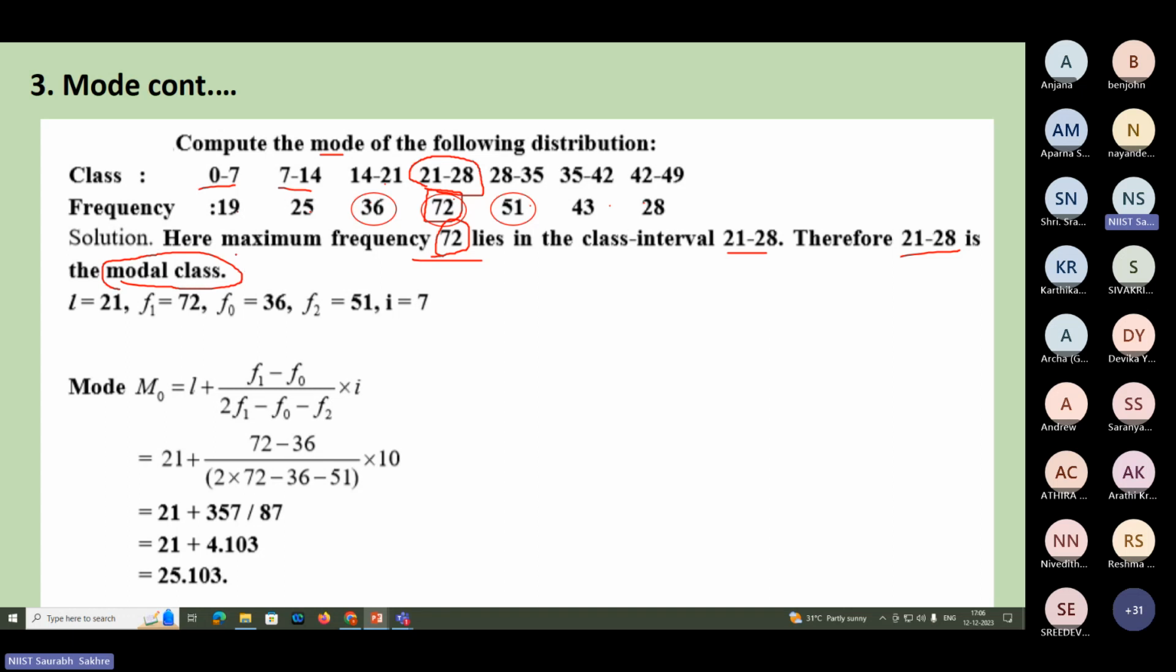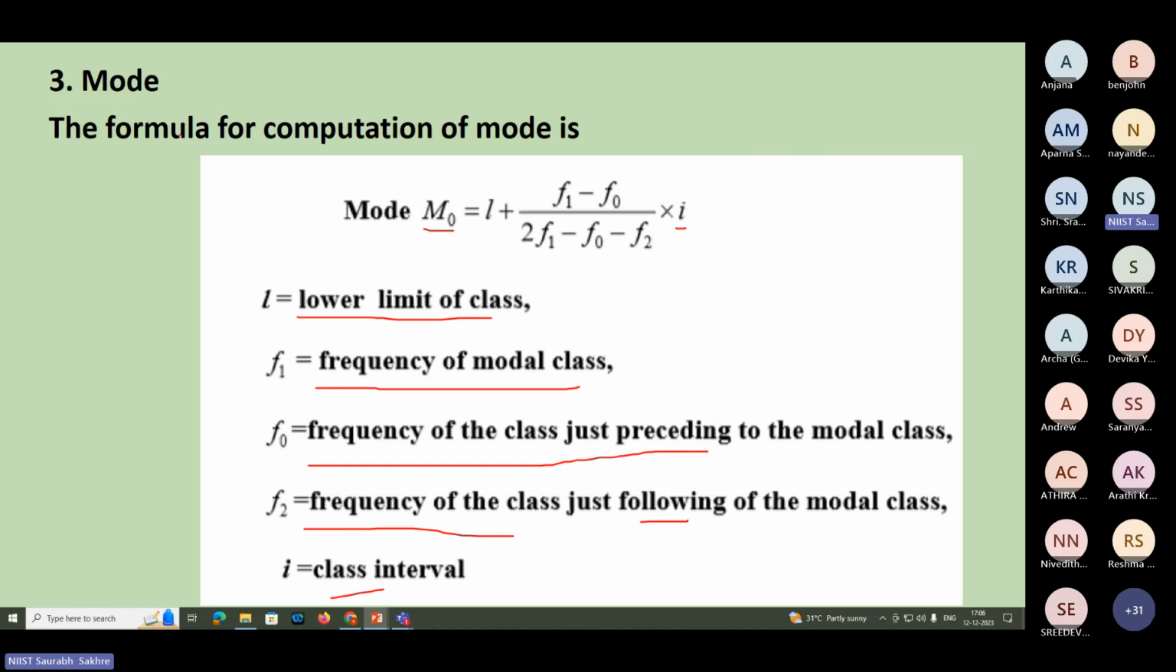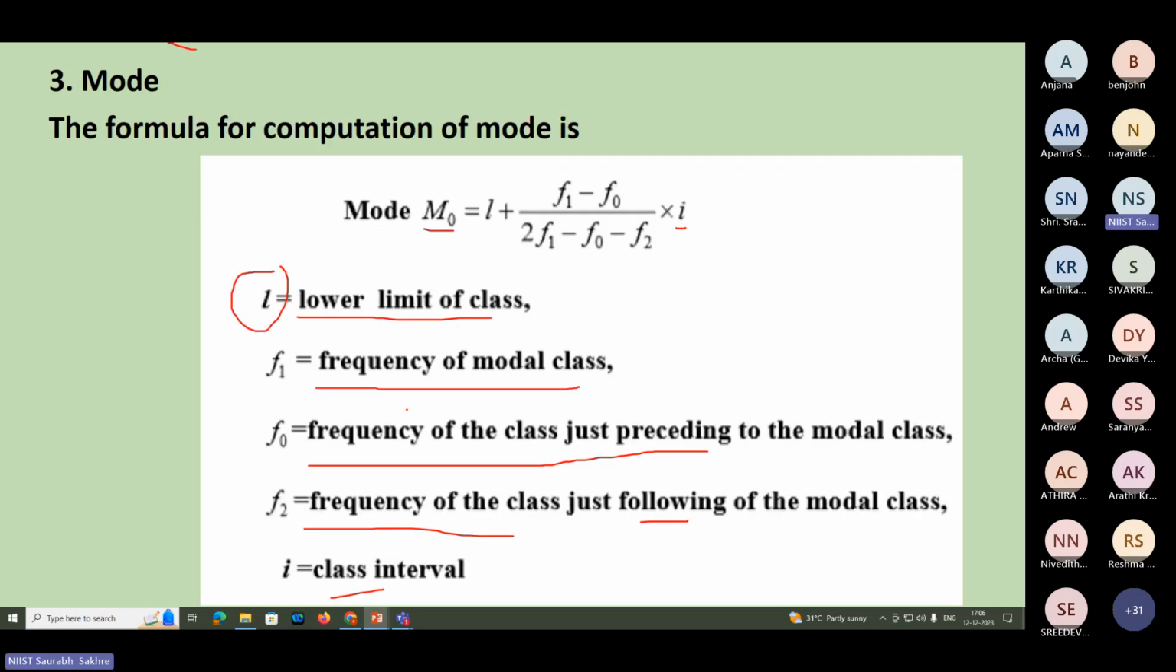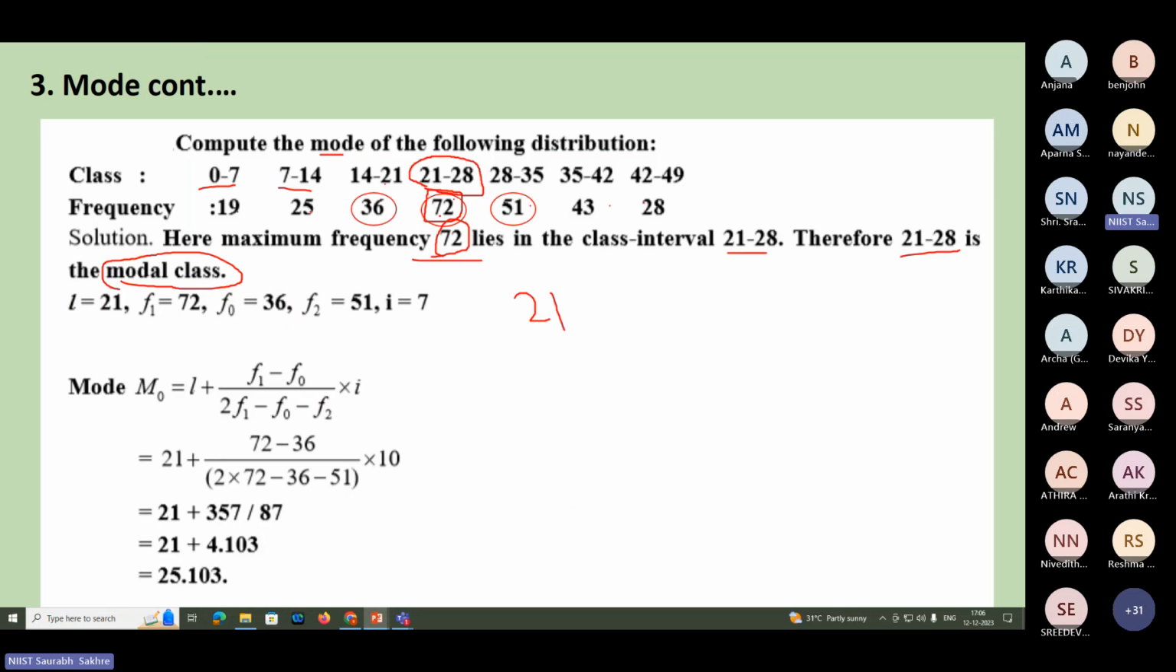Now we will see the terms one by one. First, we have to see L. L is the lower limit of the class. The lower limit here is naturally 21, so 21 is my L. Then f1, the frequency of the modal class. The frequency is 72, so my f1 is 72.